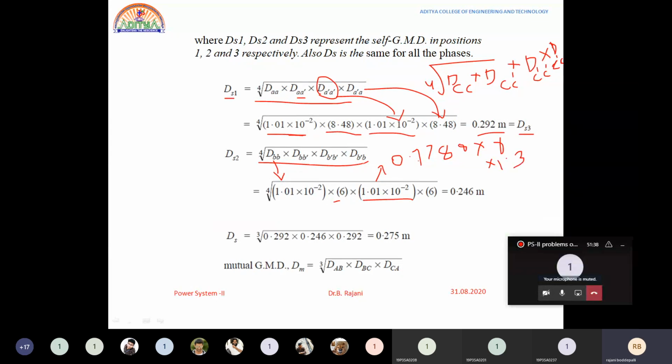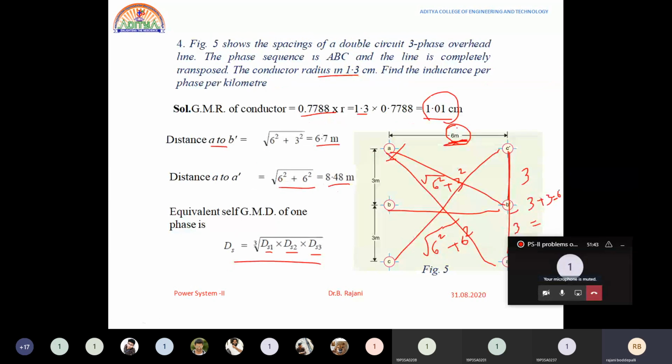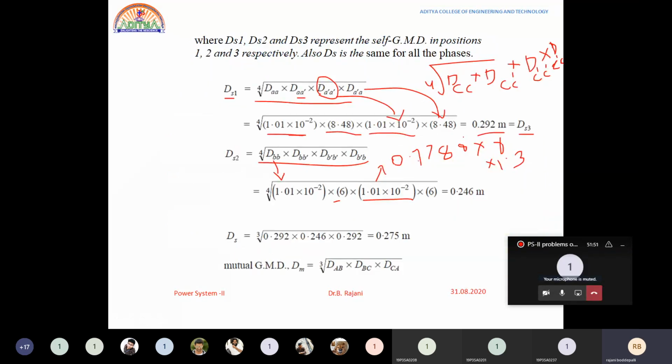Now d b dash b, I mean d b dash b we are having. See, d b dash b is nothing but from b dash to b. What is the distance? This is the distance we are having, the same as this distance, that is nothing but the 6 meters. So that 6 only we have kept over here.